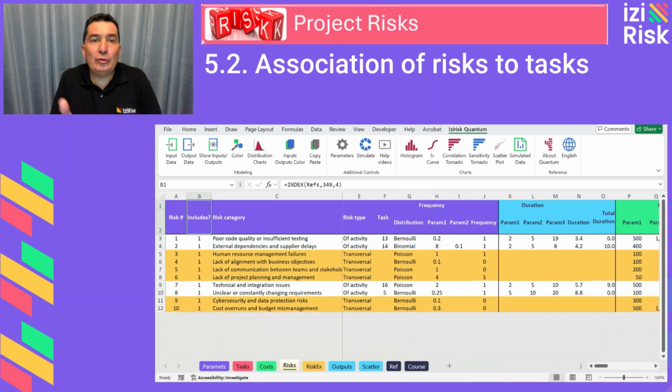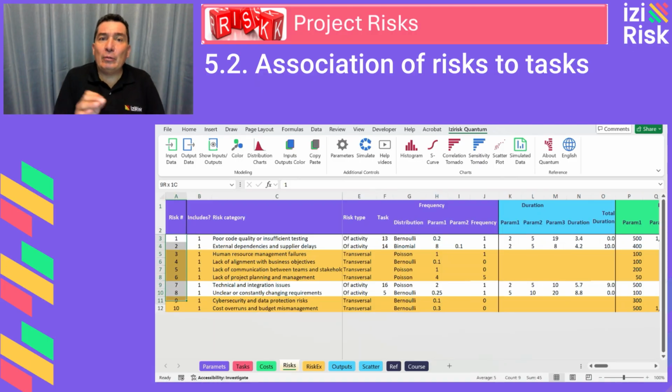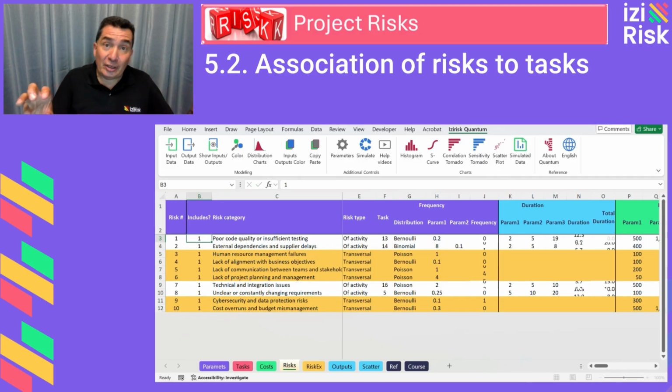We now move on to the risk section, which serves as the linking element between tasks and costs, both of which we have already explored. In the risks sheet, we find a table that, for the purpose of this course, has been pre-filled with 10 different types of risk. Risks are detailed in column A. In column B, risks can be included or excluded for marginal analysis.